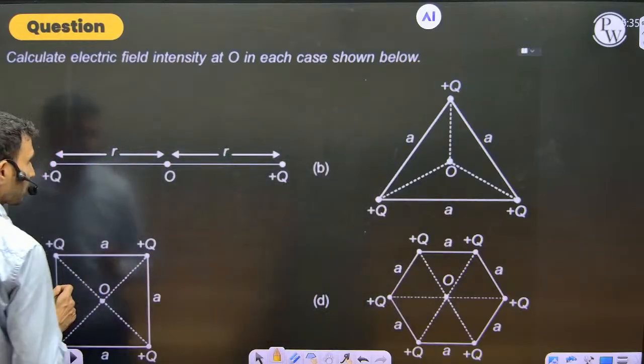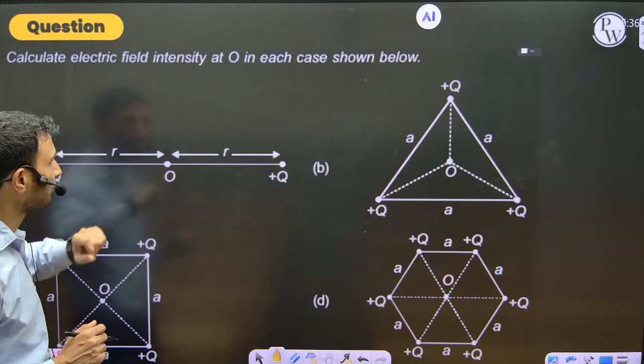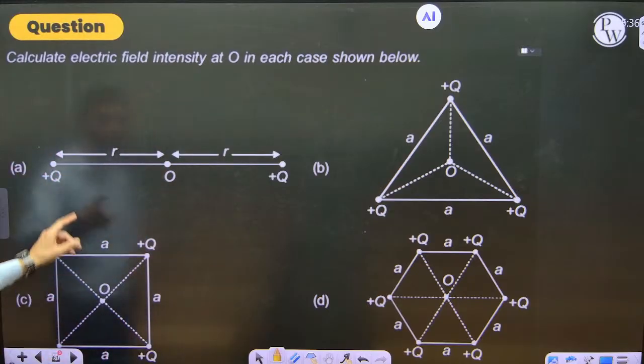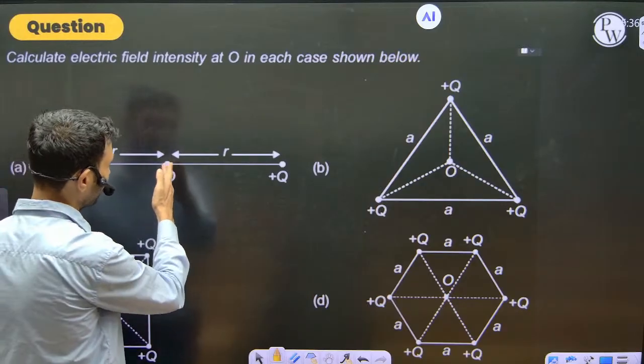Now you have, let's say, Q and Q. I need to find the electric field at the center because of Q and Q. What will be the electric field at the center? Center means midpoint.